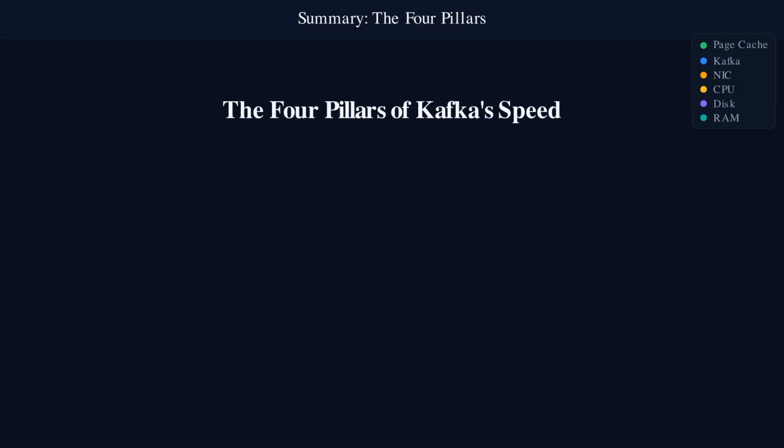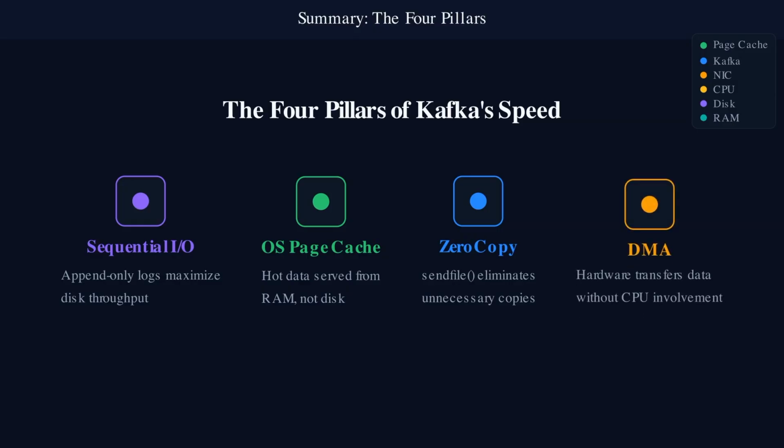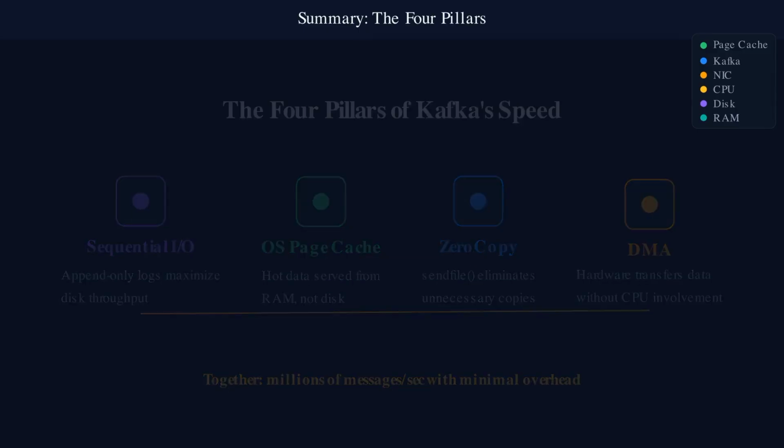Let's recap the 4 pillars that make Apache Kafka fast. First, Sequential I/O. Kafka writes data in order to append only log files, maximizing disk throughput and minimizing seek time. Second, the OS page cache. Kafka leverages the operating system's memory cache, serving hot data directly from RAM without touching disk. Third, zero copy. Using the sendfile system call, Kafka eliminates unnecessary data copies between user space and kernel space, reducing CPU overhead. And fourth, direct memory access. DMA lets hardware devices transfer data directly to and from memory without burdening the CPU. Together, these 4 principles allow Kafka to handle millions of messages per second with minimal overhead.